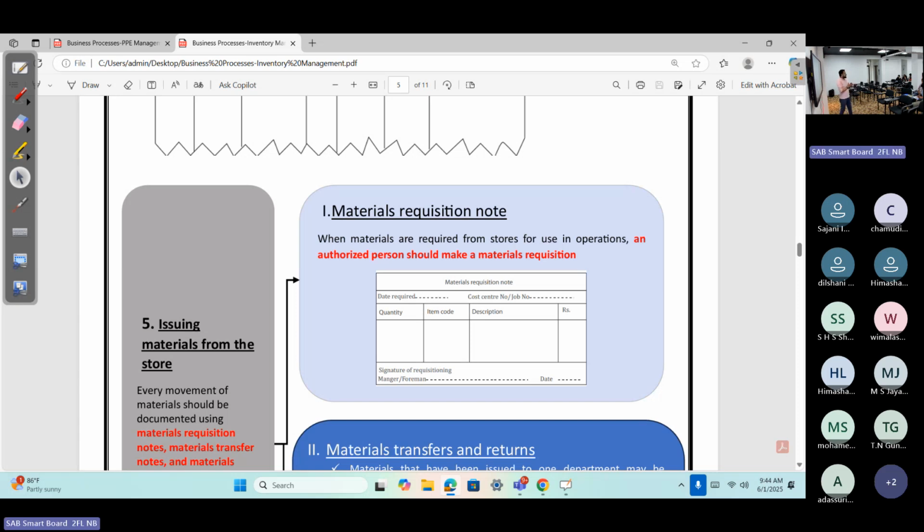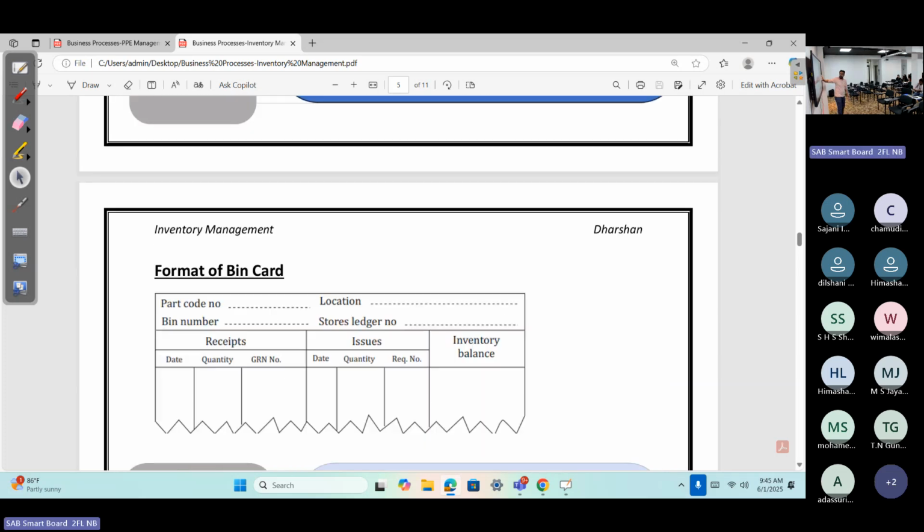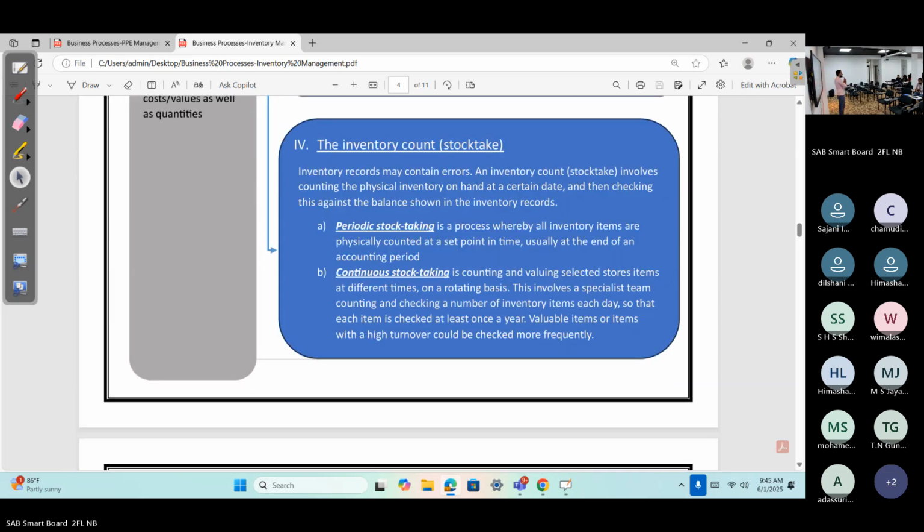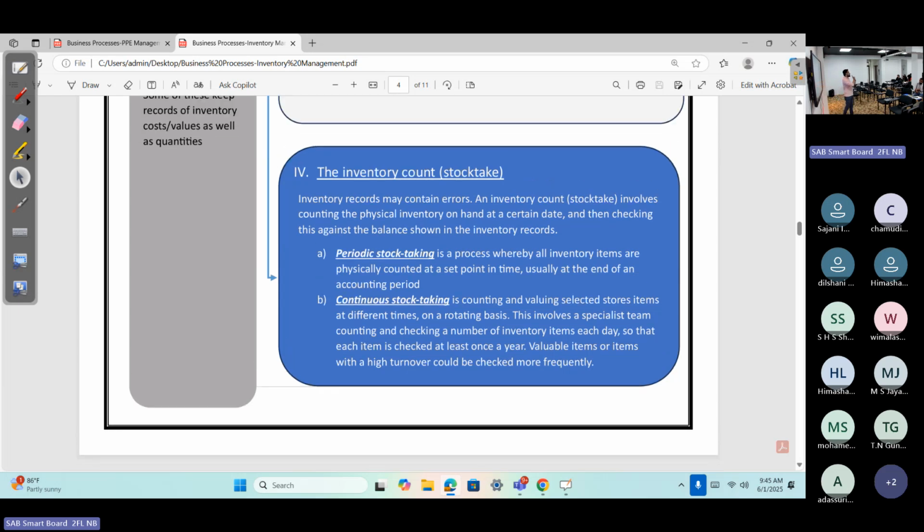Second activity, issuing inventories to the relevant department. So now, let's say raw materials, you have purchased raw materials from your supplier. Now, the purchased raw materials have been stored in the store. You have taken all these measures. You have recorded in the bin card. You have given inventory codes, maintained the perpetual inventory system, and performed the inventory count also. Fine. Now, raw materials have been stored in the stores department.